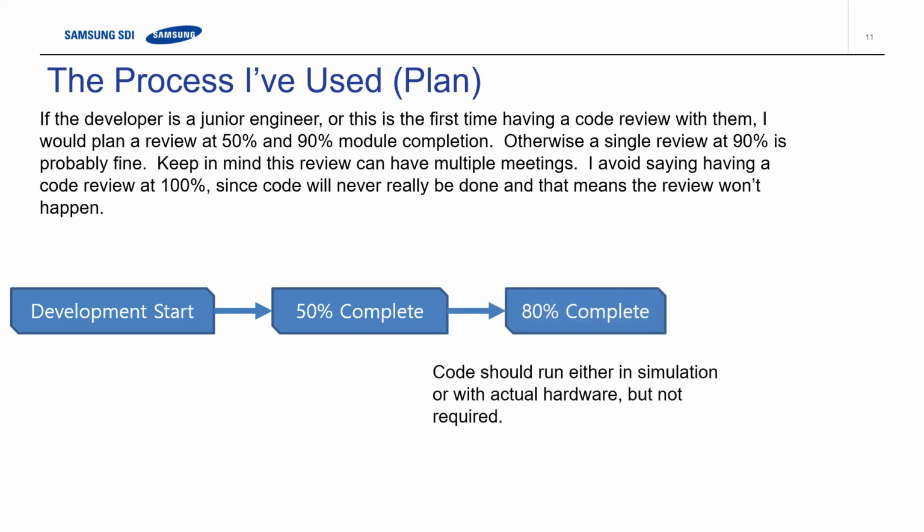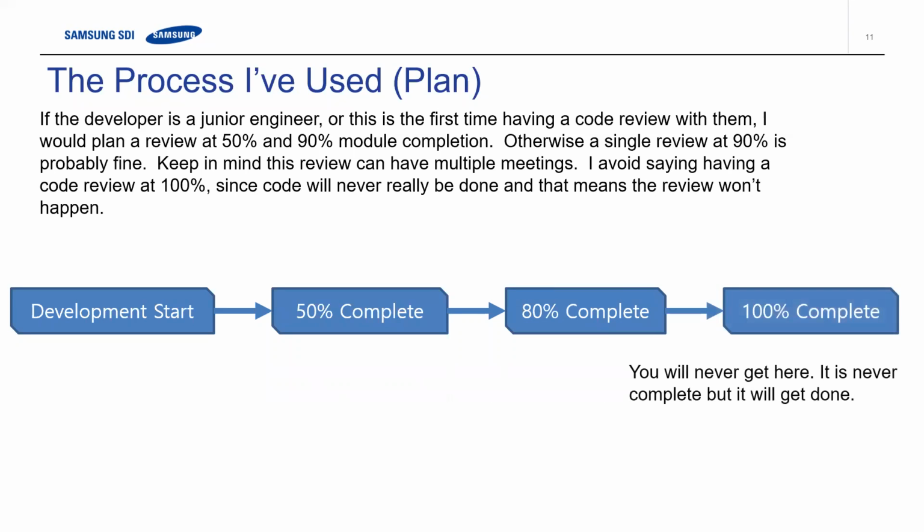And then at 80% or 90%, I changed it as well. Code could run in simulation or with actual hardware, but it should be more closely related to what we think is approaching the end. And then 100%, you'll never get here, so don't worry about it. Code is never complete in my mind. It's just always getting better. So if you said we'll have a code review at 100%, try not to go for that. Just say, in your mind, is the code 80% there? Okay, let's have a review.